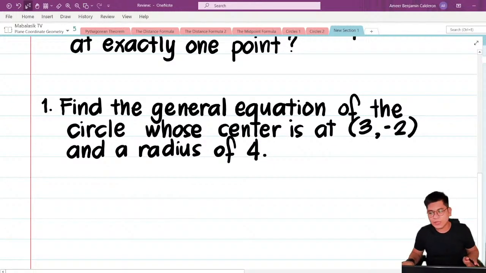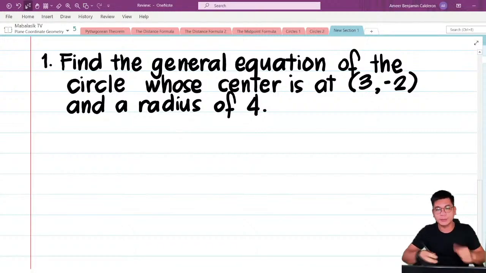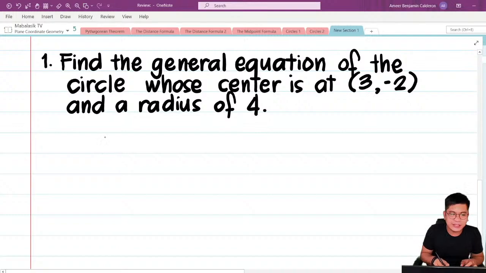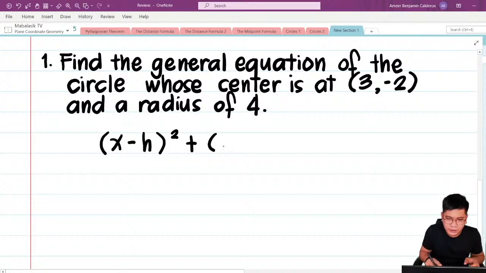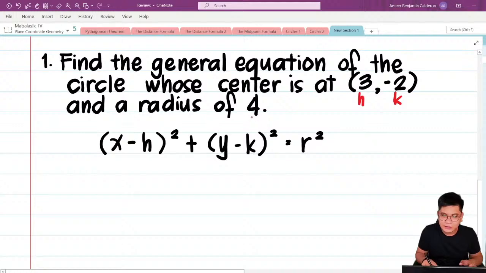So what we want to do is to have the standard form, or the so-called center radius form, of the circle first. So what is the standard form? It is in the form the quantity of x minus h squared plus the quantity of y minus k squared is equal to r squared, where h and k are the coordinates of the center and r is the length of the radius. Therefore, in our given problem, this is h, this is k, and this is r. Let us now plug in our values.